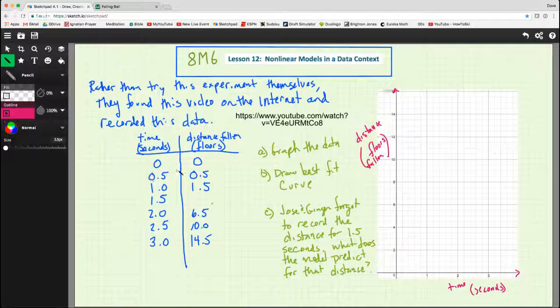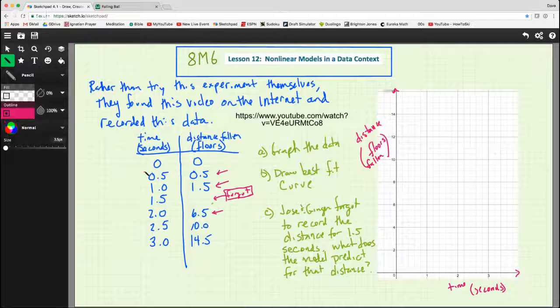They stopped the video at 0 seconds. And then they stopped at 0.5 after the guy drops it off the roof. And then 1 second, and it had fallen 1.5. And then after 1.5 seconds, they actually forgot to record the data. They forgot. And this is kind of my puzzle to you. And then after 2 seconds, it had gone 6.5 floors.